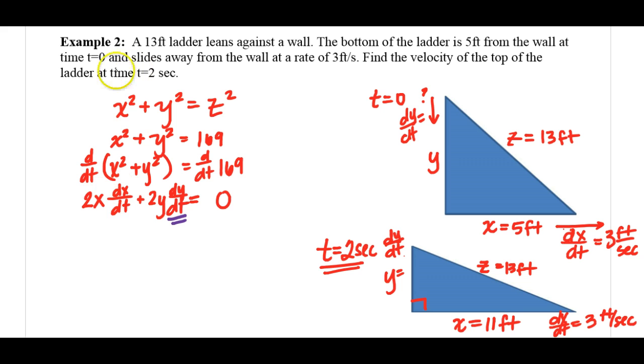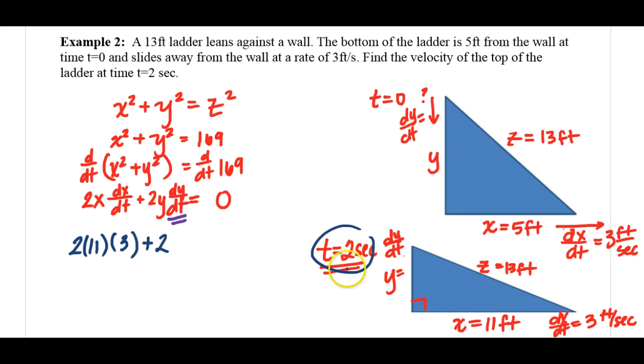But I have quantities for x and dx/dt. So 2 times my x value at 2 seconds, which is 11, times dx/dt, which is 3. Now here's where I have to solve for y. To solve for y, I have to use the Pythagorean theorem.